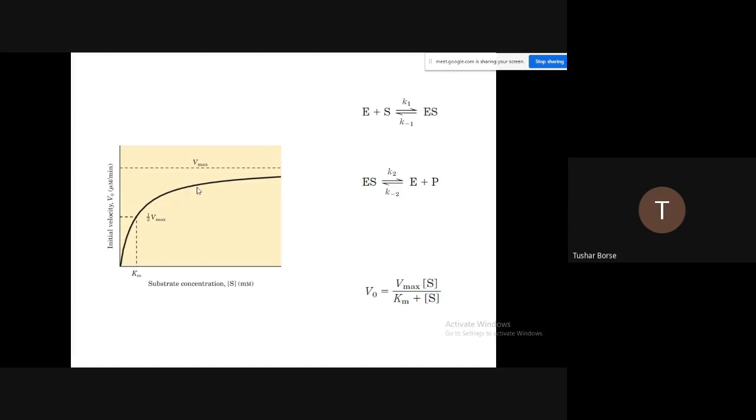Yes, who can tell me? What is the limiting factor here? Tejal? Yes. What is the limiting factor? What is kept constant here? Stationary phase. What is the stationary phase? What are you thinking?